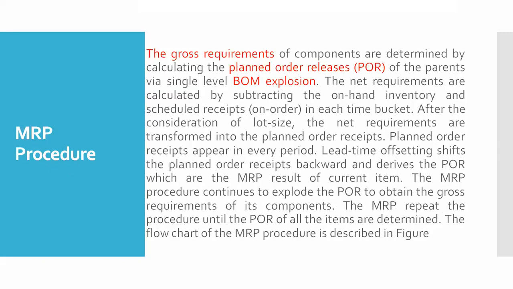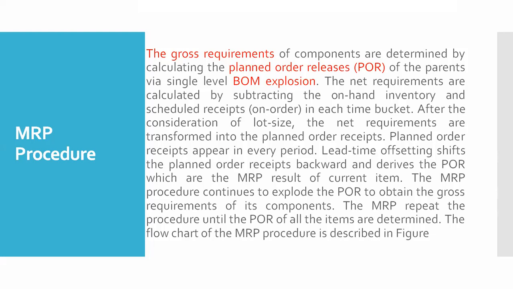Now, the gross requirements of the components are determined by calculating the planned order release of the parents via single level BOM explosion. The net requirements are calculated by subtracting the on-hand inventory and scheduled receipts on order in each time bucket. After consideration of lot size, the net requirements are transformed into the planned order receipts. Planned order receipts appear in every period.